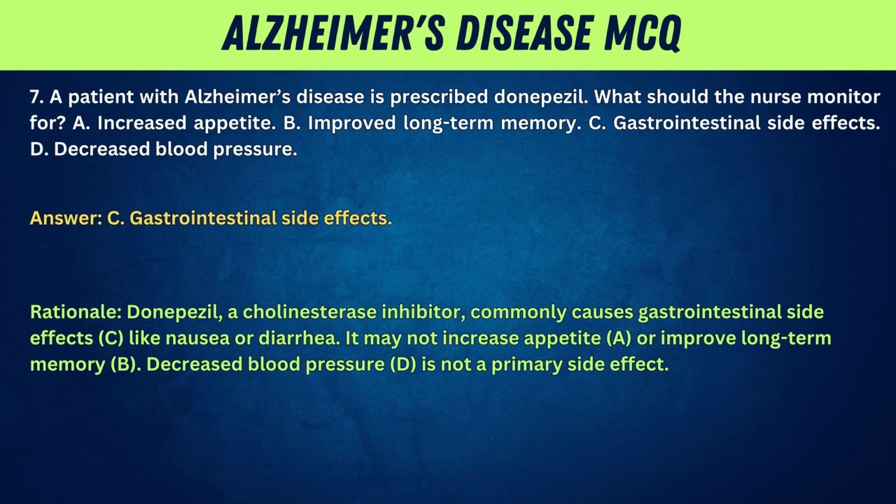Gastrointestinal side effects. Rationale: donepezil, a cholinesterase inhibitor, commonly causes gastrointestinal side effects, C, like nausea or diarrhea. It may not increase appetite, A, or improve long-term memory, B. Decreased blood pressure, D, is not a primary side effect.